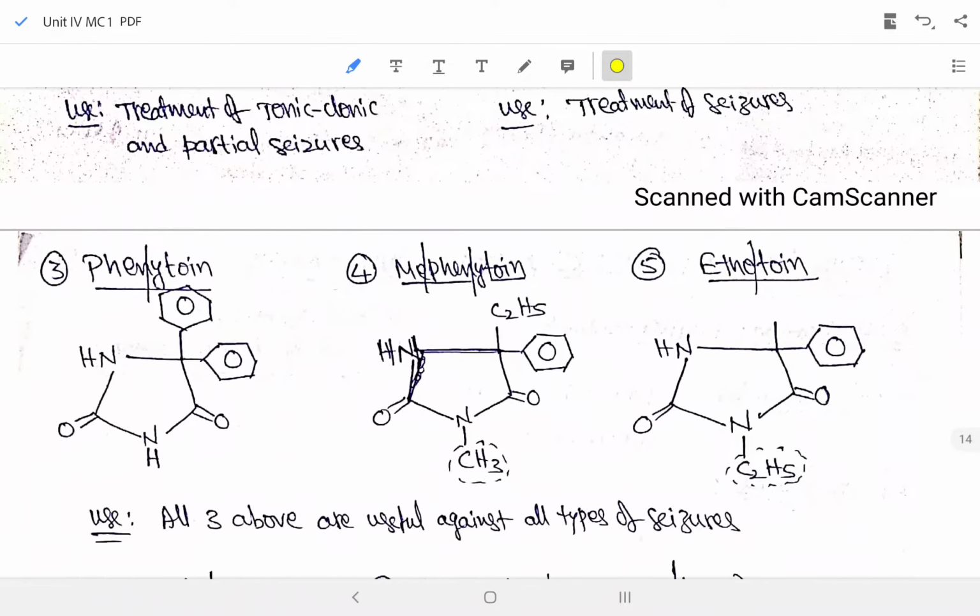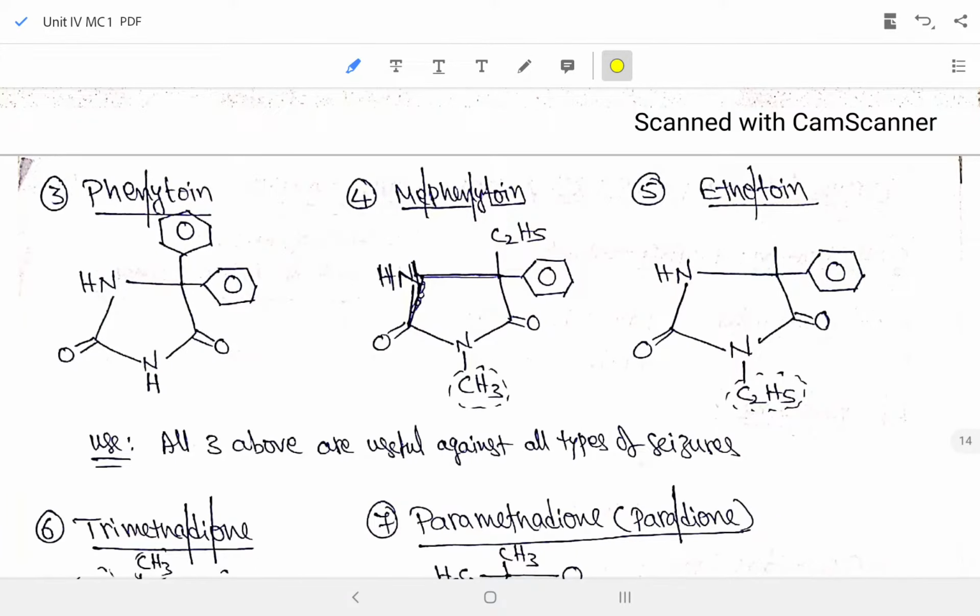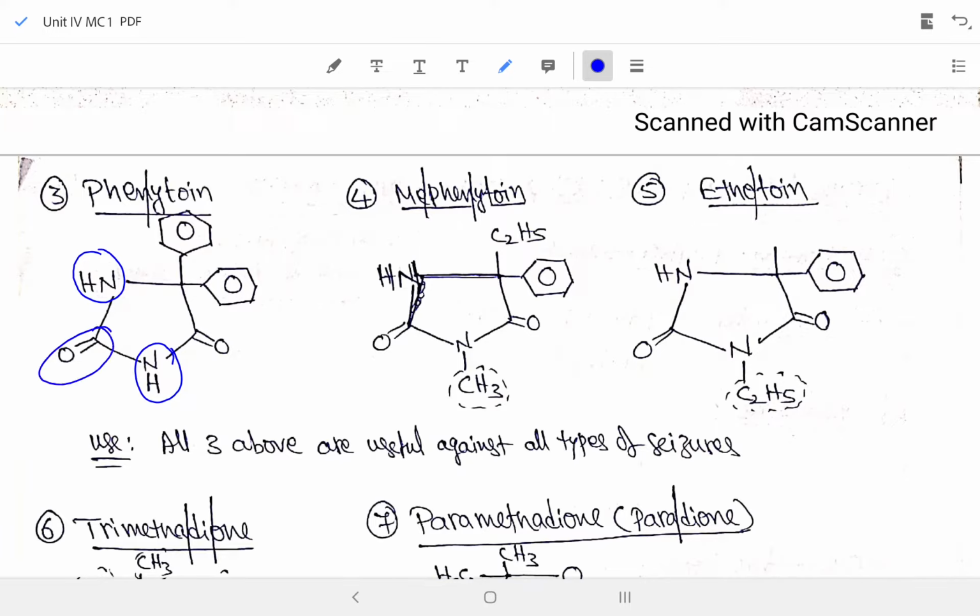Then comes phenytoin. These all are hydantoins. Phenytoin is a very important drug. It is a 5-membered ring with 2 nitrogens at 1,3 positions and 2 C double bond O carbonyl groups, and these are the side chains. 2 phenyl groups are attached at the fifth position. 1, 2, 3, 4, 5. Sorry, it's the fourth position.